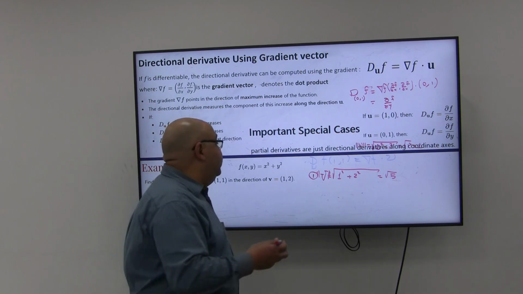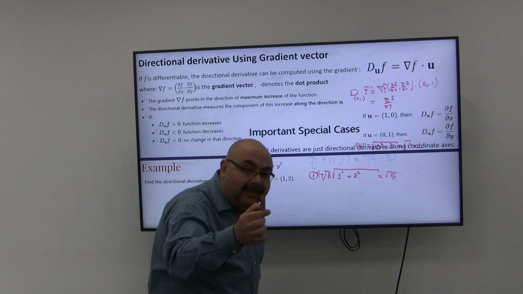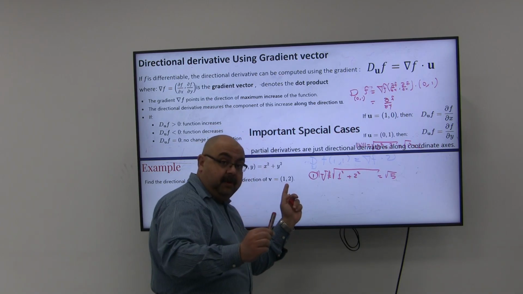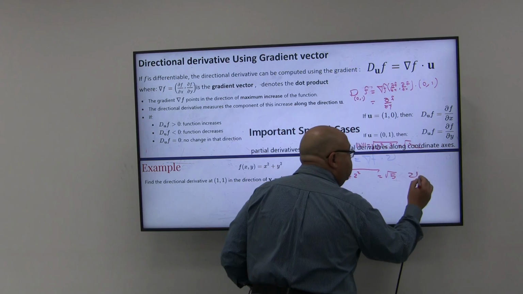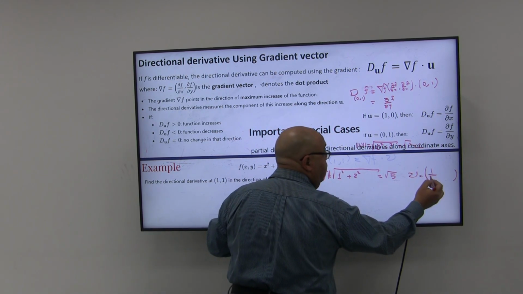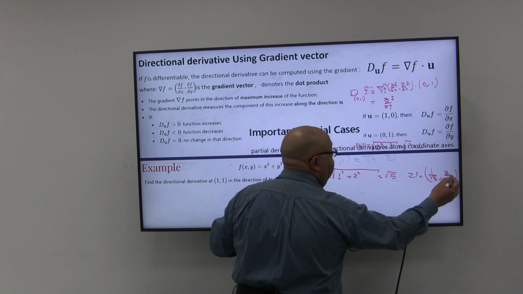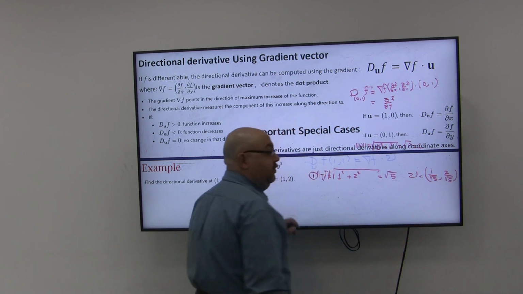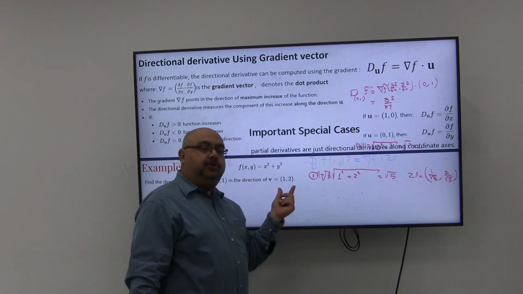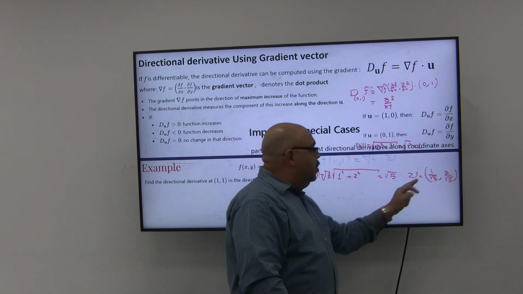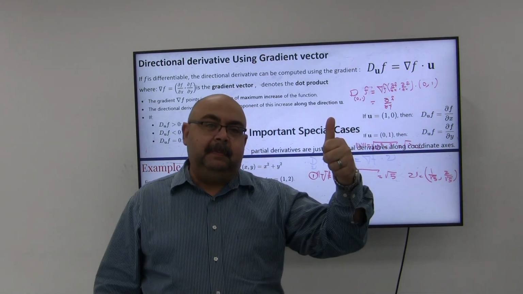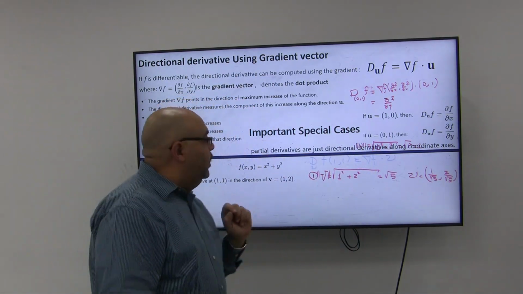How to be sure that this vector is a unit vector? I will divide the components of the vector by its norm. So my vector this time will be the first component, which is 1 over root 5, and the second component, which is 2 over root 5. This is how to normalize the vector. So instead of dealing with 1 and 2, I'm dealing now with 1 over root 5 and 2 over root 5, and that's a unit vector. That's the first step.